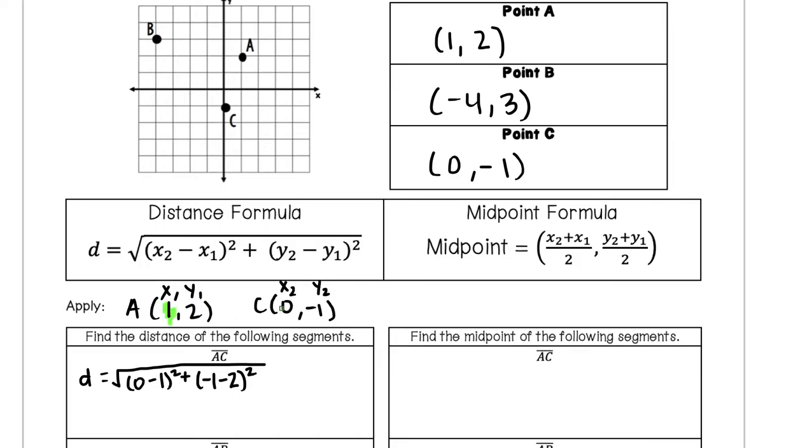So x1 and x2 was this part, and y1 and y2 were the next part. So we're just plugging in that formula using the points that we know. Then we just have to do some algebraic steps here. We need to subtract in the parentheses.